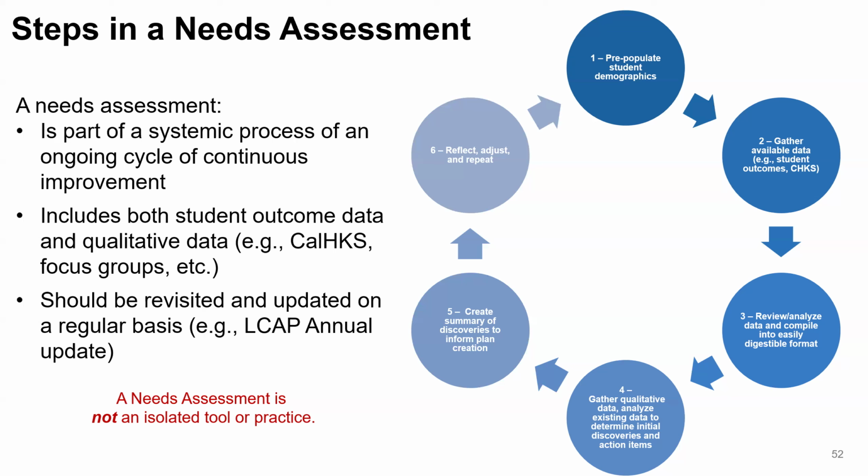outcomes over time. Next, qualitative data, such as surveys and educational partner feedback, is gathered to complement existing information, enabling a comprehensive analysis that identifies key discoveries and actionable priorities. These insights are summarized to inform the development of targeted plans aimed at improving student outcomes. And finally, this process incorporates reflection, adjustment, and annual repetition to ensure ongoing refinement and responsiveness to evolving needs, reinforcing its role as an integrated and dynamic tool for equity-driven improvement.